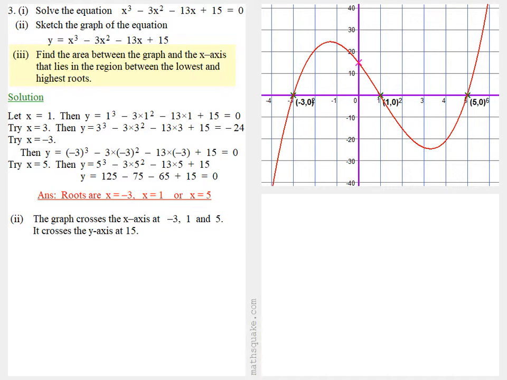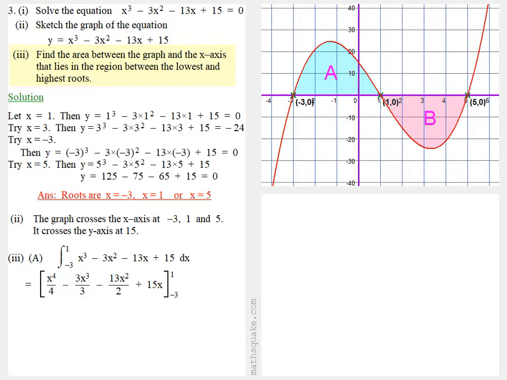Now in part 3 we're asked to find the area between the graph and the x-axis that lies in the region between the lowest and highest roots. That is between minus 3 and 5. Now some of the graph lies above the x-axis, we can label it A, and some of the graph lies below the x-axis, we can label it B. And we need to find each of those areas individually. So for area A, we integrate the function between minus 3 and 1.